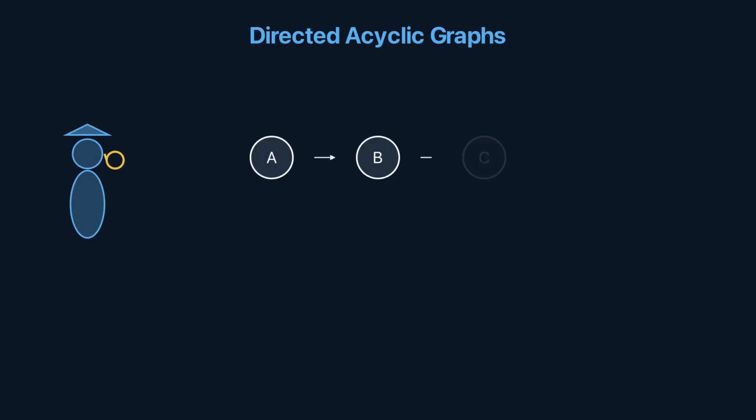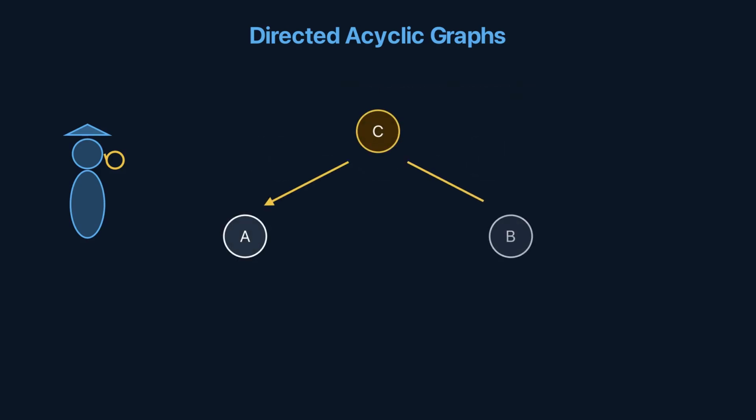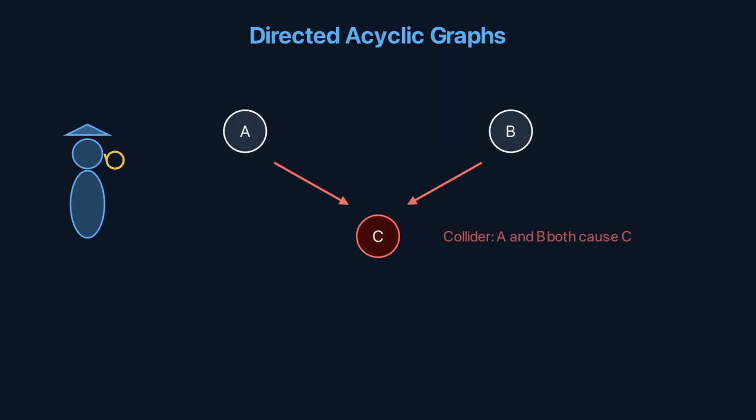A detective draws a theory, arrows from cause to effect. A directed acyclic graph. Every variable is a node. Every causal relationship is an arrow. Drawing the DAG determines what to adjust for.